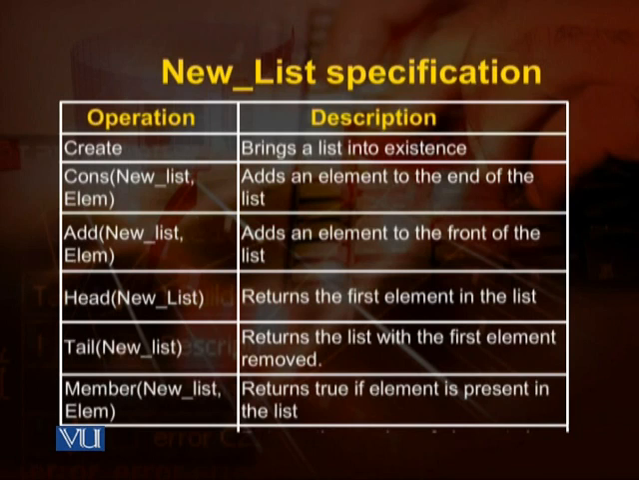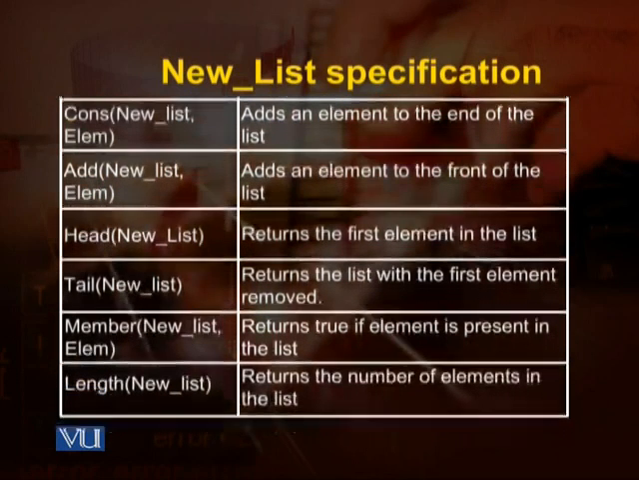We have the head of new list, which returns the first element in the list. We have the tail of the new list, which returns the list with the first element removed. We have the member, new list element returns true if the element is somewhere present in the list. And we have the length function or method of new list, which returns the number of elements in the list. So these are the methods that this new list supports.